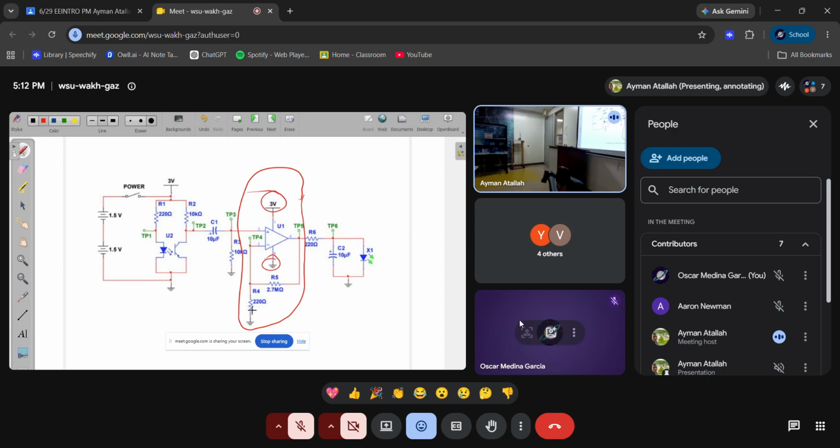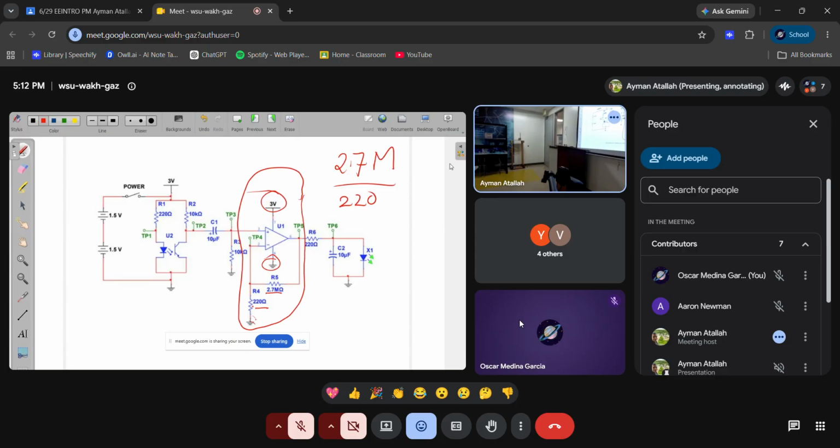Input and another resistance, and this is connected to ground. Look at this ratio here, 2.7 mega, and this is 220. So the amplification here is very high. It's 2.7 mega divided by 220. If you calculate, this is an extremely high value, because it's mega, like 2.7 times 1 million.